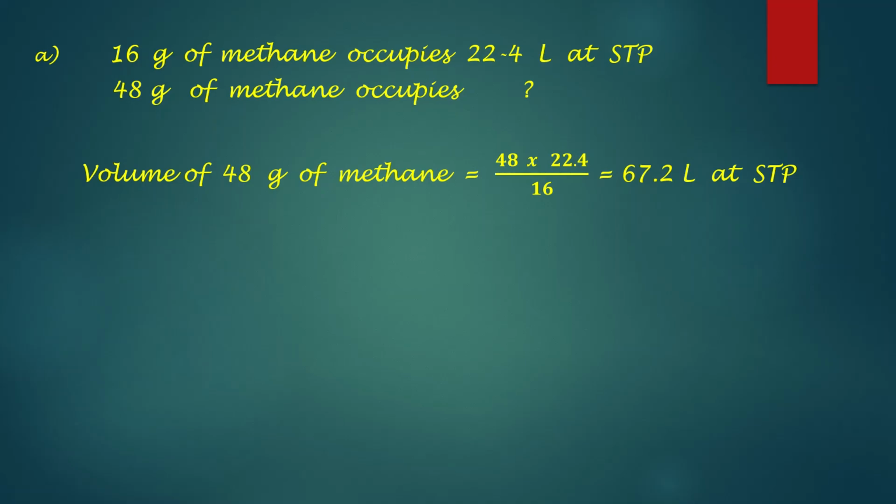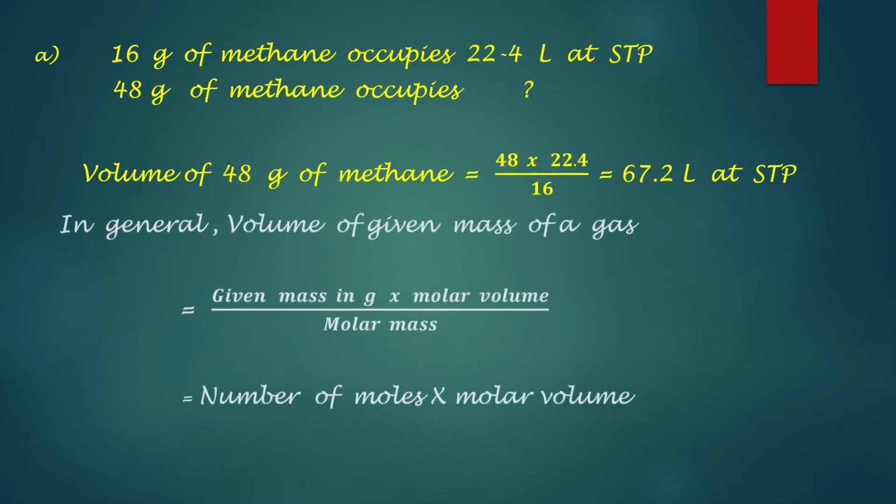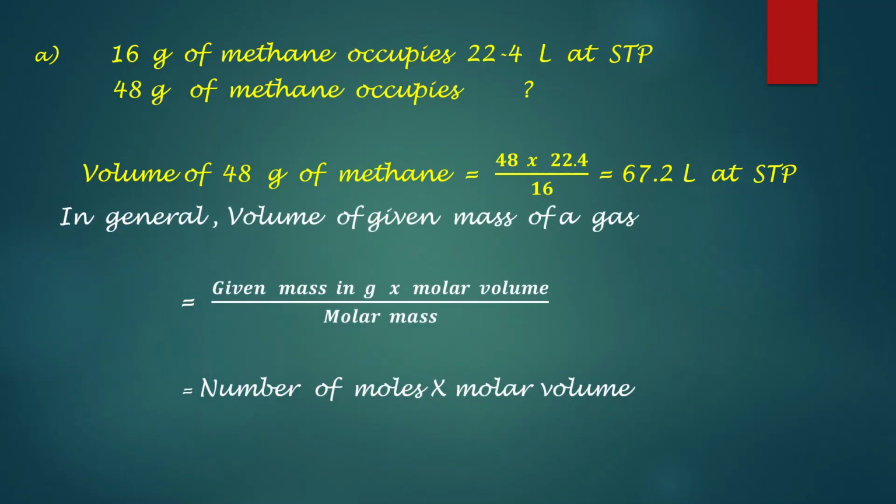liter at STP. Okay. So dear friends, in this problem we have divided the given mass of methane with the molar mass and then multiplied with the molar volume. So that is giving the volume of the given mass of the gas. Okay. So in general you can remember this formula. So volume of given mass of gas equal to given mass in gram divided by molar mass into molar volume. And you know that given mass in gram divided by molar mass is nothing but the number of moles. So this number of moles is multiplied with the molar volume, and that will give the volume of given mass of the gas.